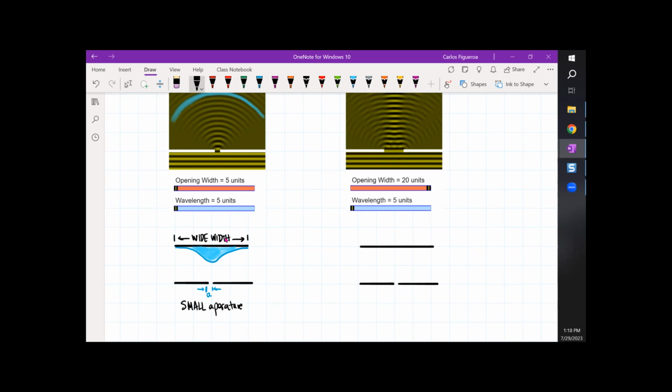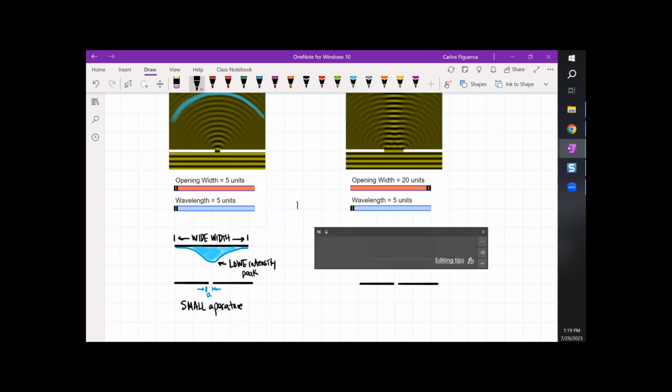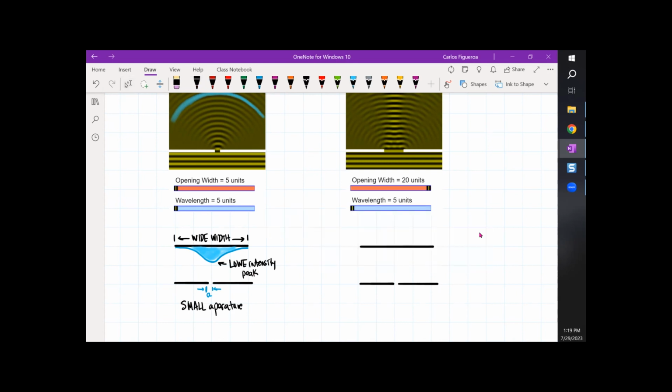Another thing that you're going to note is that if you look right here, this is a lower intensity peak. Now, if you compare this guy, what we want to do is create a wide aperture. So I'm going to make this wider. And if I compare the size of this guy, you could see that the opening here is large compared to the other one. So here we have a large aperture.